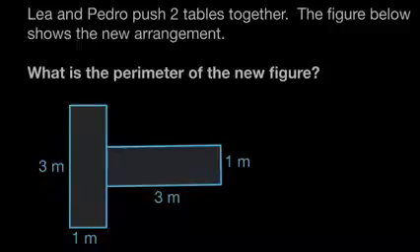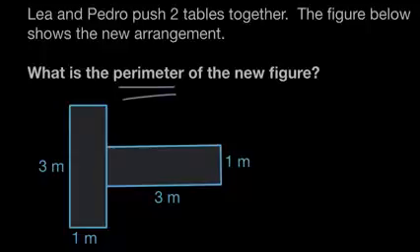Leah and Pedro push two tables together. The figure below shows the new arrangement. So we have table number 1 and table number 2 that Leah and Pedro have pushed together. Maybe they're having a bunch of people over for a fancy breakfast, and so they've pushed 2 tables together to have a lot of room for people to sit. And we are asked, what is the perimeter of the new figure?